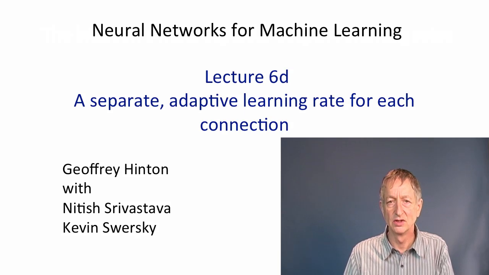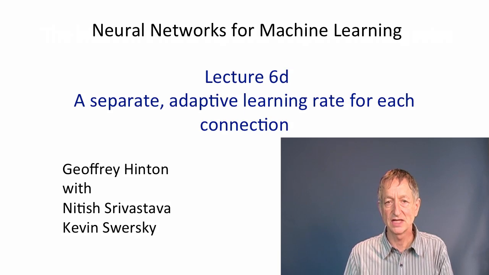In this video, we're going to look at a method that was developed in the late 1980s by Robbie Jacobs and then improved by a number of other people. The idea is that each connection in the neural net should have its own adaptive learning rate, which we set empirically by observing what happens to the weight on that connection when we update it. So if the weight keeps reversing its gradient, we turn down the learning rate. And if the gradient stays consistent, we turn up the learning rate.